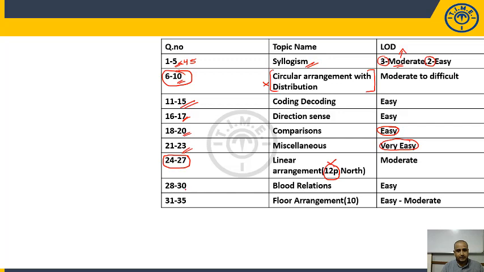Blood relations, the traditional model is given and it is of easy difficulty. Floor arrangement, a simple floor arrangement is given, 10 floors without any variable. So this can be attempted.